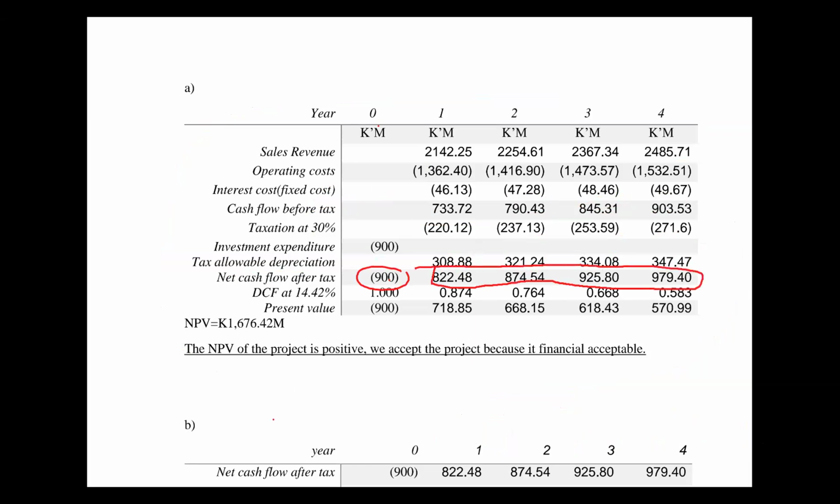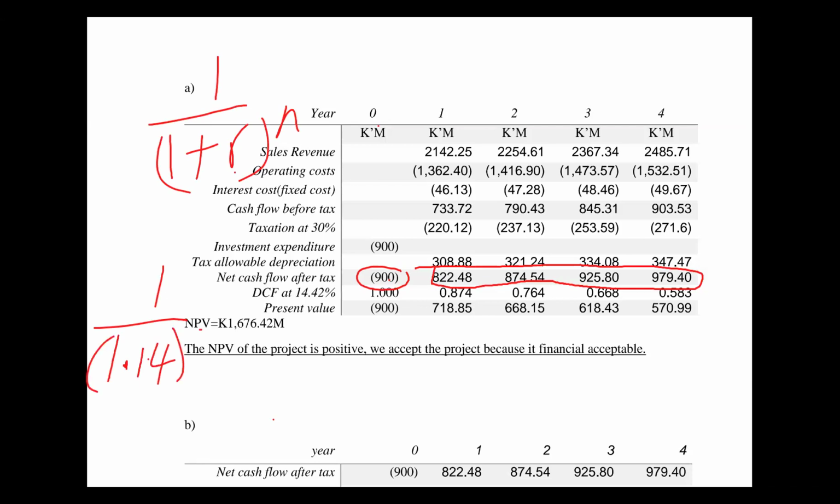Yes. Then how do you discount them? You discount them by 1 divided by 1 plus R to the power N. What is our R for discounting? We said it is 14%, isn't it? So for year 0, you say 1 divided by 1 plus 14%, to the power 0. This will give you 1.00. Then for year 1, you will say this to the power 1, right? It will give you this discount factor.